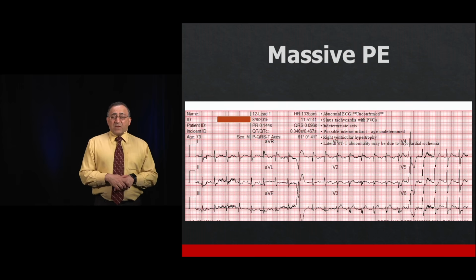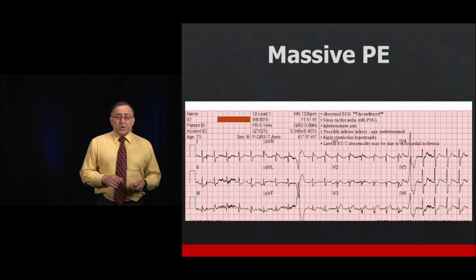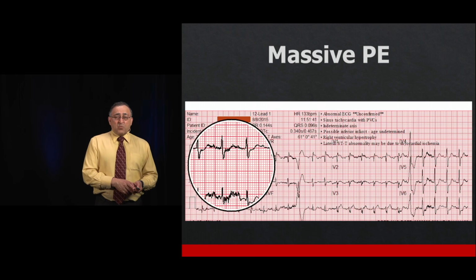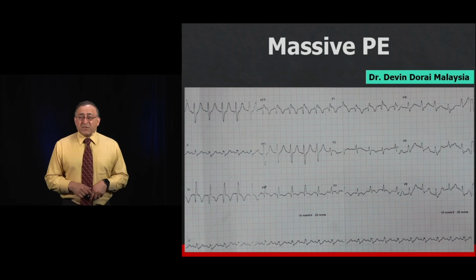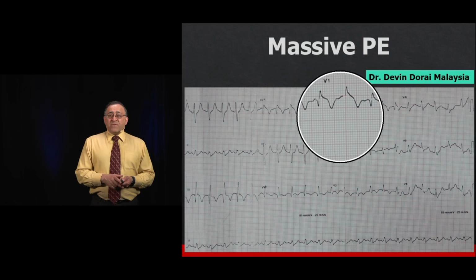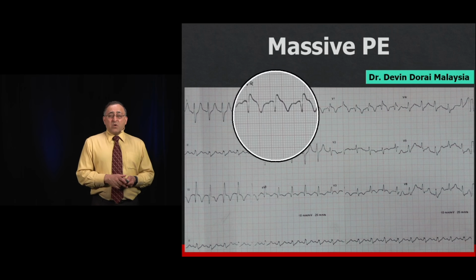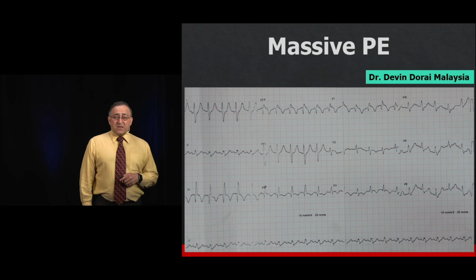ST elevation, V1, V2, and AVR with a big S wave in lead 1. This was a massive PE. Here's another one. ST elevation, V1 and AVR with a rightward axis. This was also a massive PE.